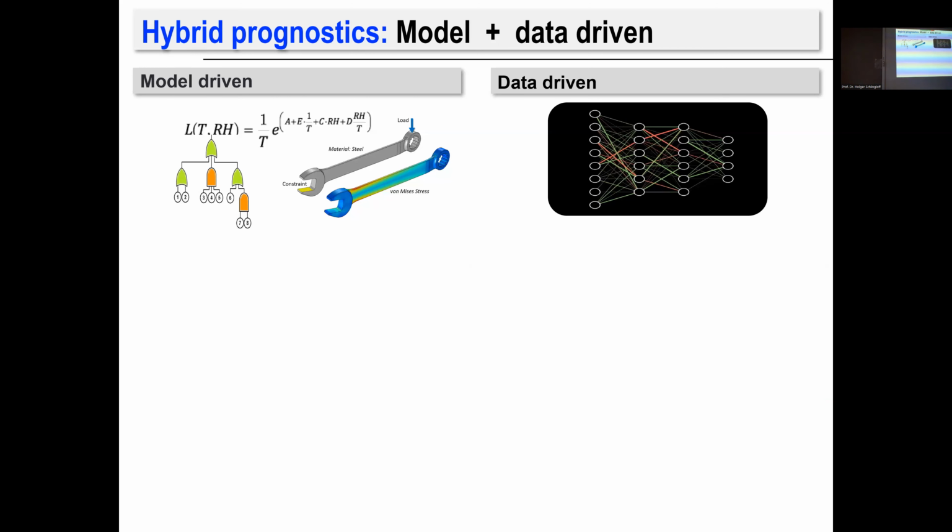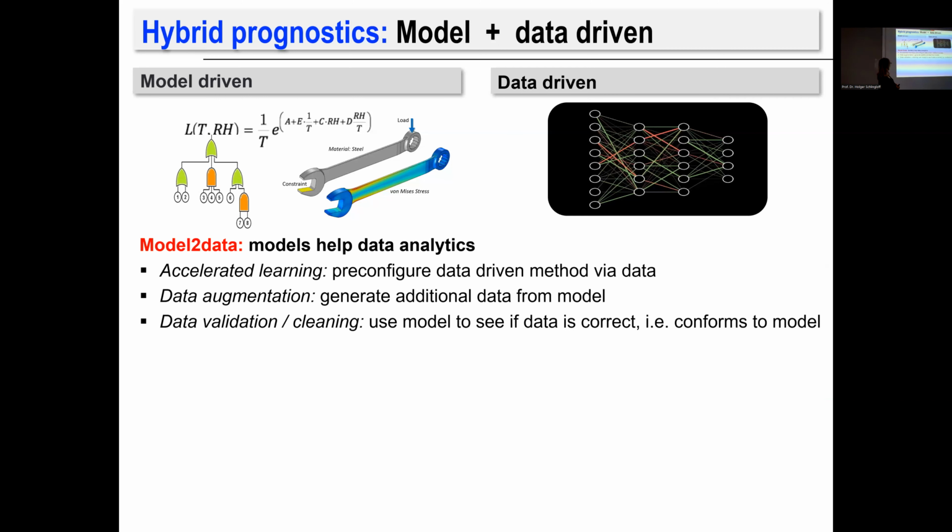Of course, people have already worked on this. There's hybrid prognostics where the two are combined. And there are three main approaches. You can do model to data. You can use models to help the data analytics, for instance via accelerated learning, where you pre-configure your data-driven method via models. And what is often done is data augmentation. If you don't have enough data, which is often the case, you use a model to generate synthetic data.